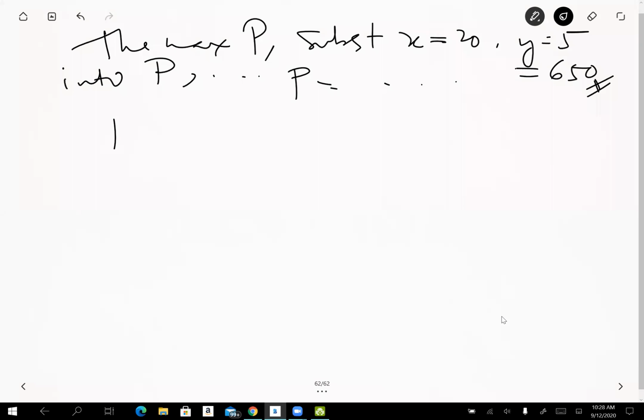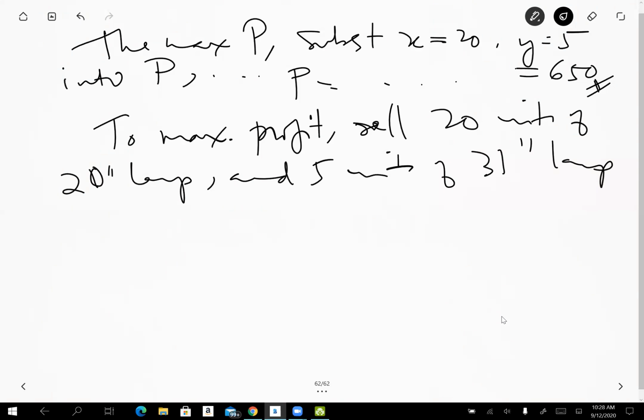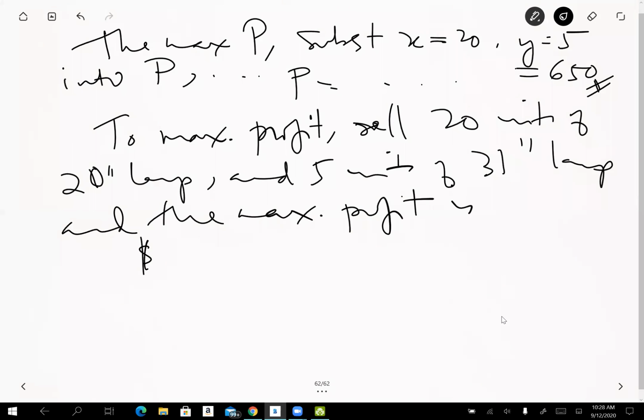So what you will conclude, without the 1,000, is this. To maximize profit, we have to sell 20 units of the 21-inch lamp and 5 units of the 30-inch. Oh, actually, this is not 21, it's the 20-inch. I mean the 31-inch lamp. And the maximum profit is equal to what? $650.